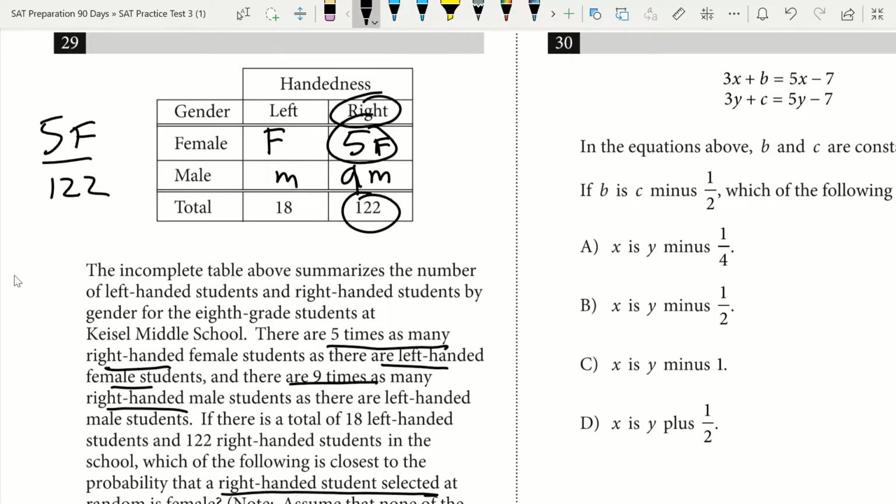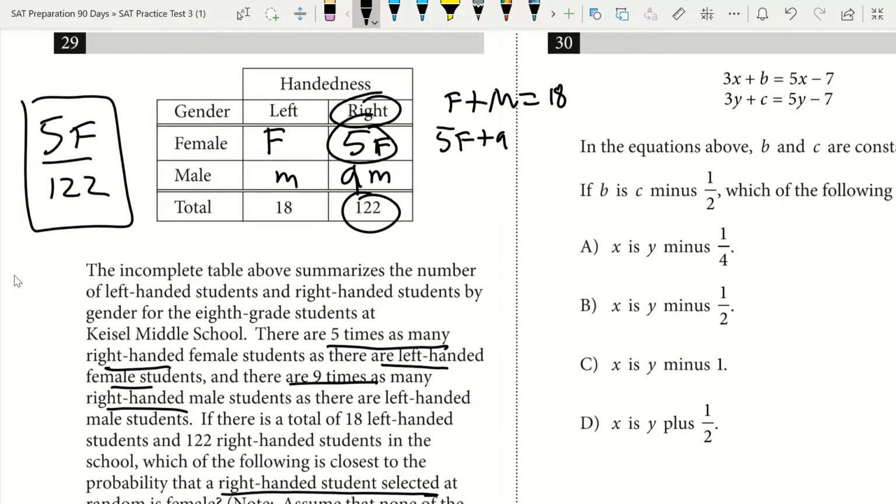All right, so now what we can do is set up a system of equations to solve for what F is, because that's what we need in order to solve for that probability. So we're going to have F plus M equal to 18, because that's that column going down for the left. So F plus M is going to equal 18. And then we're going to have 5F plus 9M equal to that 122.